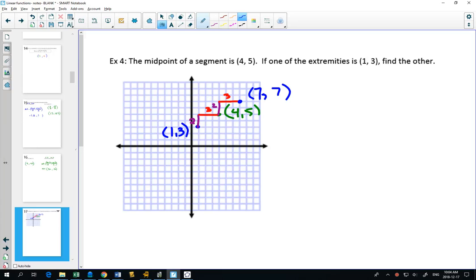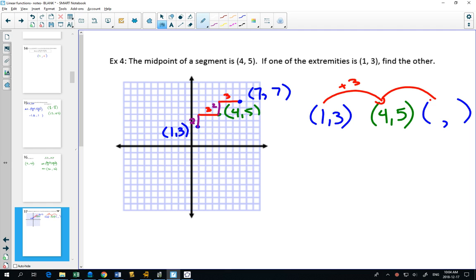So this is on a graph. Again, we won't always be wanting to show these results on a graph. So in this case, if I just wrote out my points, and I'll color code them here, I could show that I went up 3. I would have to do that again to get 7. And in my y coordinates, I've gone up 2. I would need to do that again to get 7.